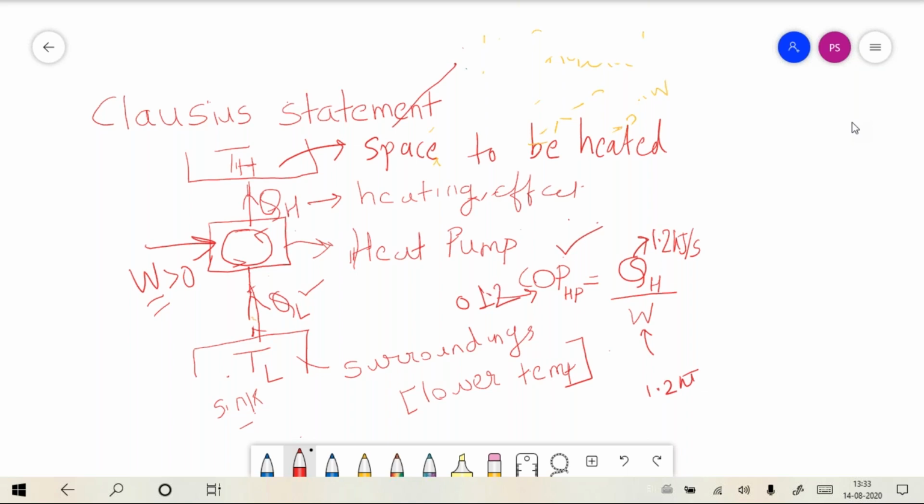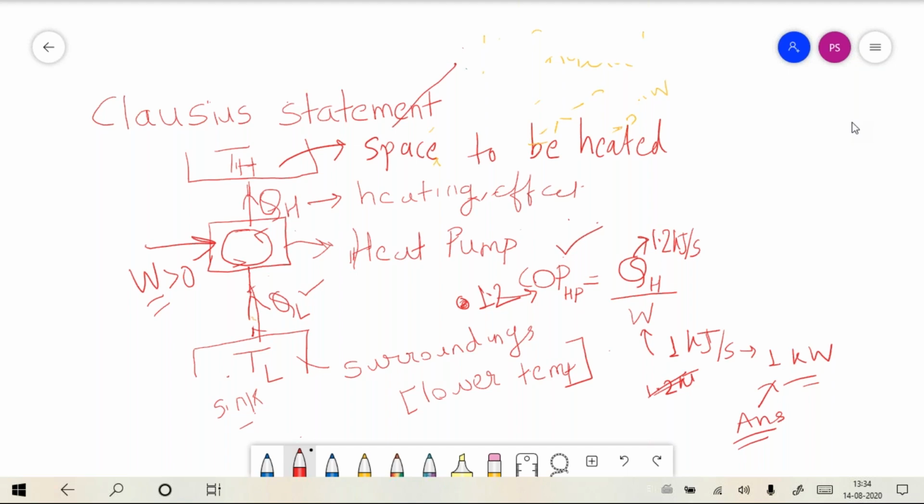This is 1.2. COP is 1.2. So obviously this has to be one. This is the answer. 1 kilojoules per second, which is nothing but 1 kilowatt. So this is the answer. Please note the answer.